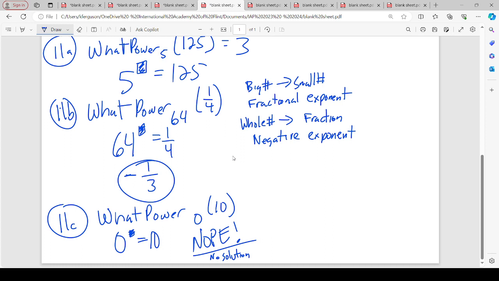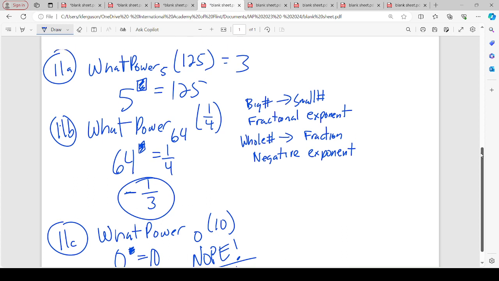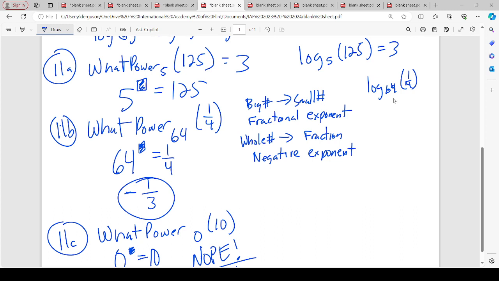Actually, F, yeah, because logs and what the power are the same. So if I was looking at this first one, 11A, if I had that as a log, that'd be log base 5 of 125. That still equals 3. If I was looking at B, that would be log base 64 of 1/4. Or if I was looking at the other one, it would be log base 0 of 10. And you get the same answers. No solution. And this is still negative 1/3.